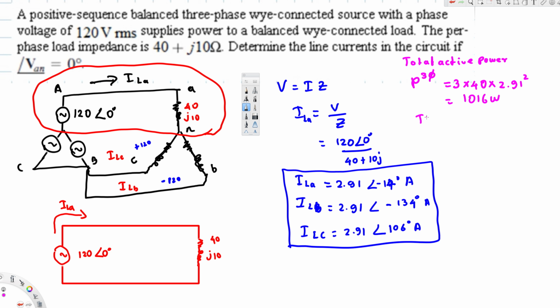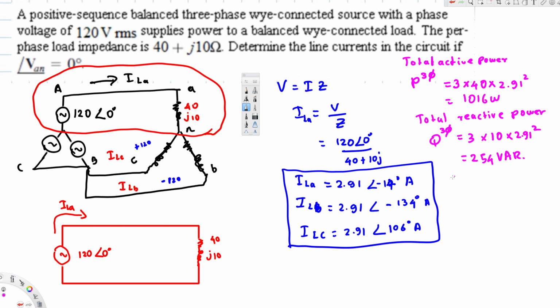If they ask for the total reactive power in three phase, that's going to be Q three-phase. Since it is three phase we multiply by 3, and we pick the imaginary part of the impedance, that is 10, times again the current, 2.91 squared. That's going to give us 254 VAR. So this is going to be the reactive power.